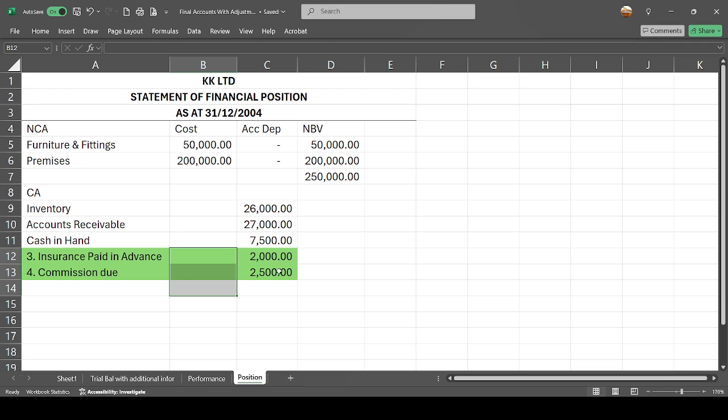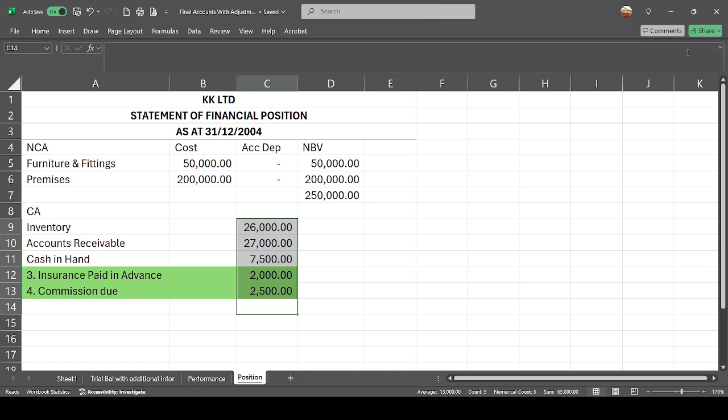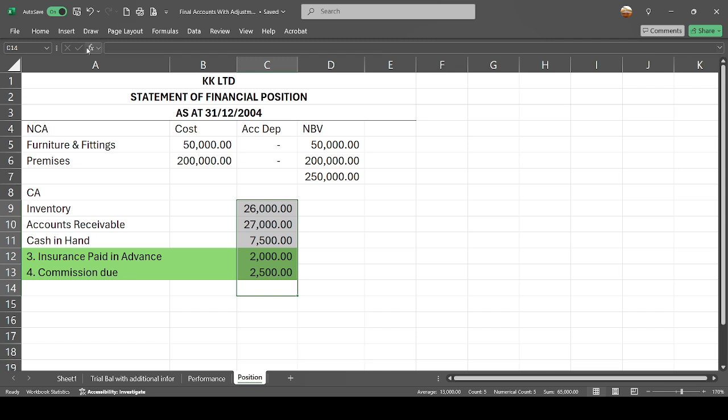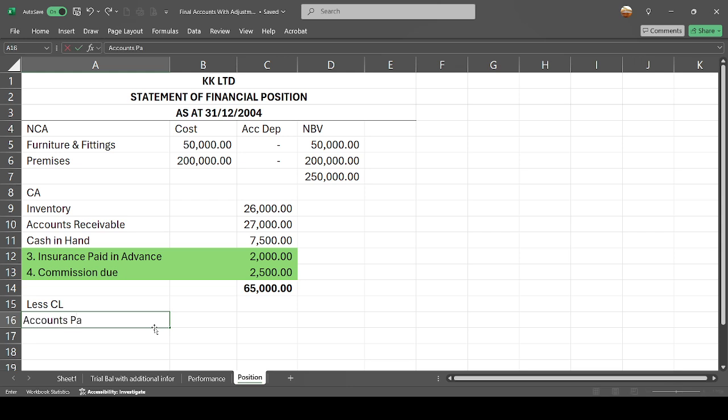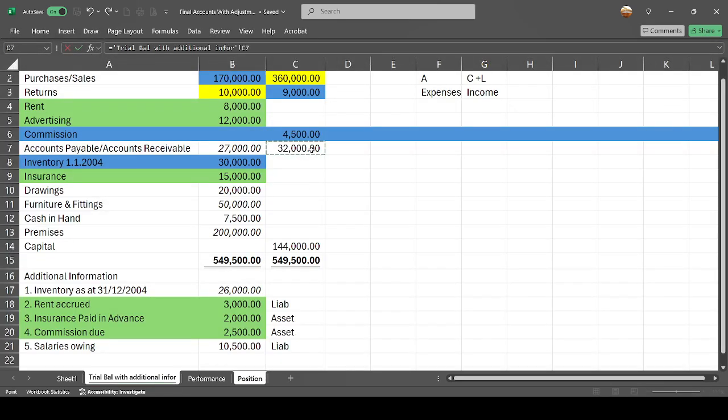So we have those ones as our assets, and I think that closes the list of all our current assets. So if I add them up, let me see. Our total current assets is 65,000, and of course we are saying less current liabilities to give us our working capital. So for current liabilities, there's accounts payable, the creditors that we are meant to pay, and the figure is normally on the credit side, which is 32,000.